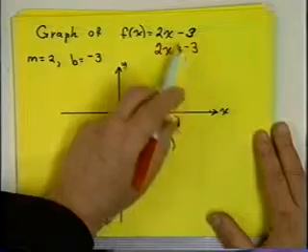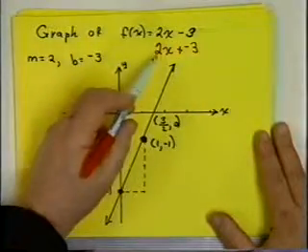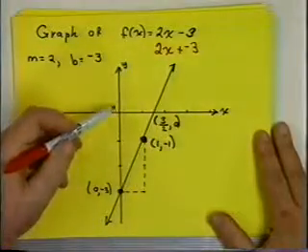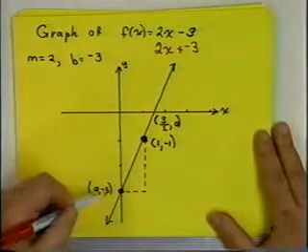See, to put this in the plus form, subtracting 3 is the same as adding negative 3. So m would be 2, and b would be negative 3. Now, how do you graph that? It tells you when x is 0, b is negative 3. So this is your y-intercept.